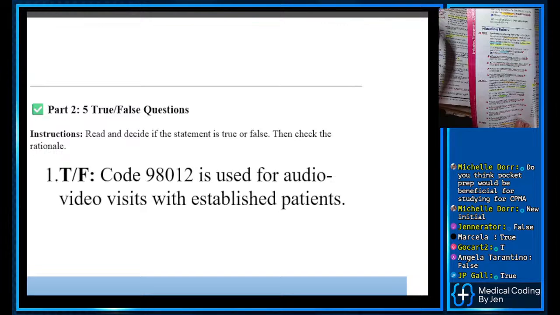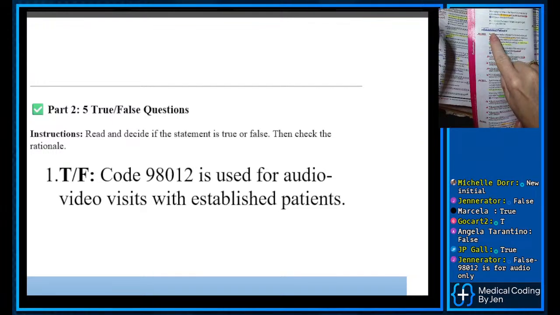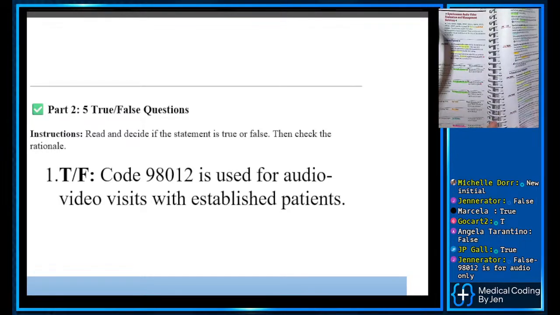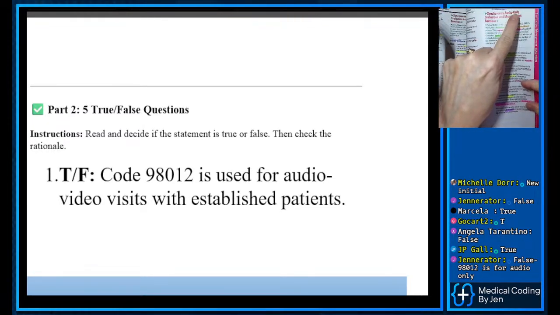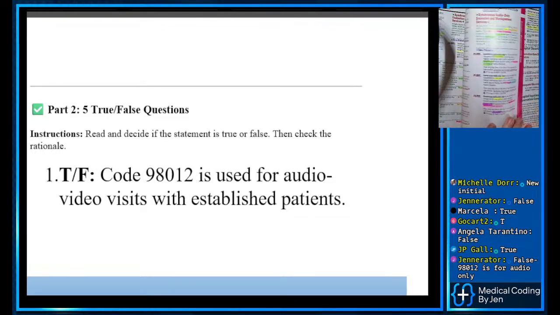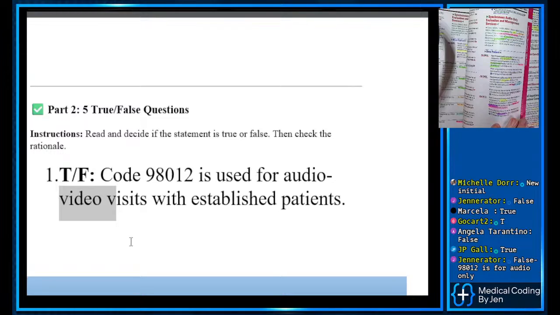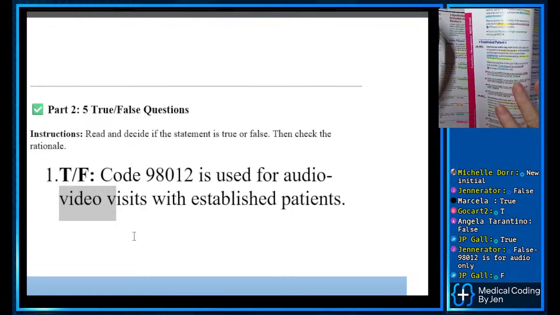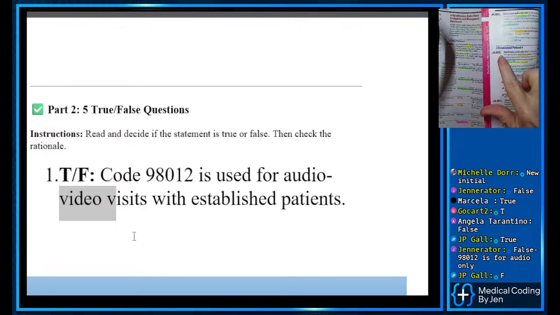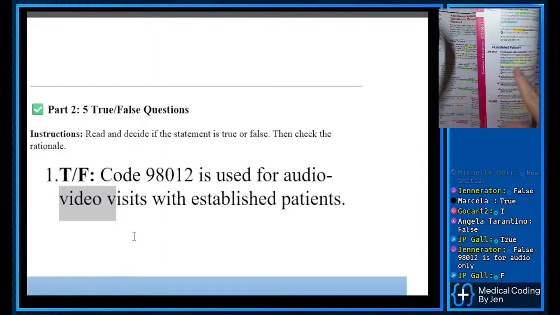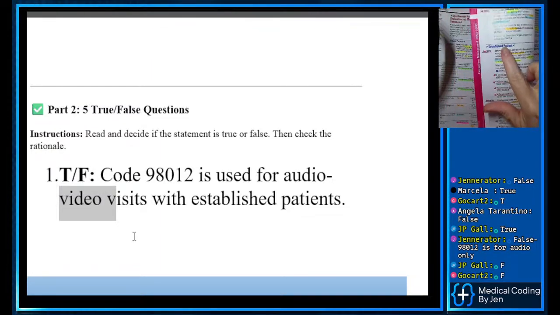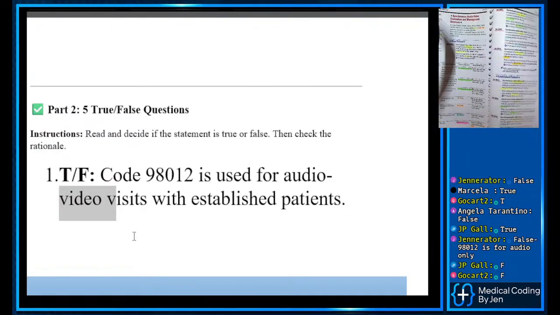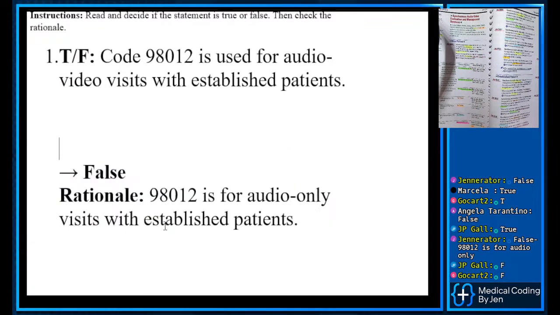I got lots of truths and lots of falses. So, what's our blue header? Our blue header is established. Now, what's your red header for this area? Synchronous for audio only. This is saying audio video, right? You always have to check your red and blue headers. No matter what section of this CPT book you're in, don't ever go to the code only and read the descriptor. That ain't gonna help you none. Remember, red and blue headers need to be checked first, right?